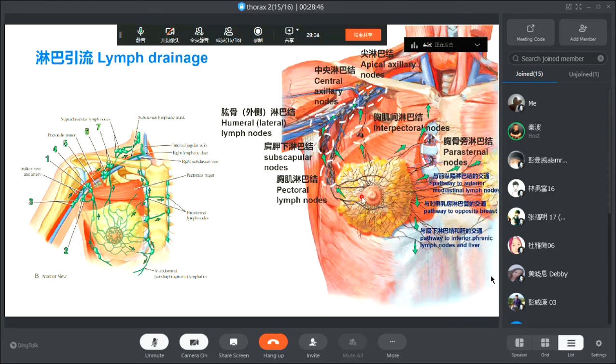And then this picture shows the black line is about the lymph duct. All the lymph can get into it. 1, 2, 3, 4, 5, 6. They have the six ways to run into this part. So do you know? You can see.